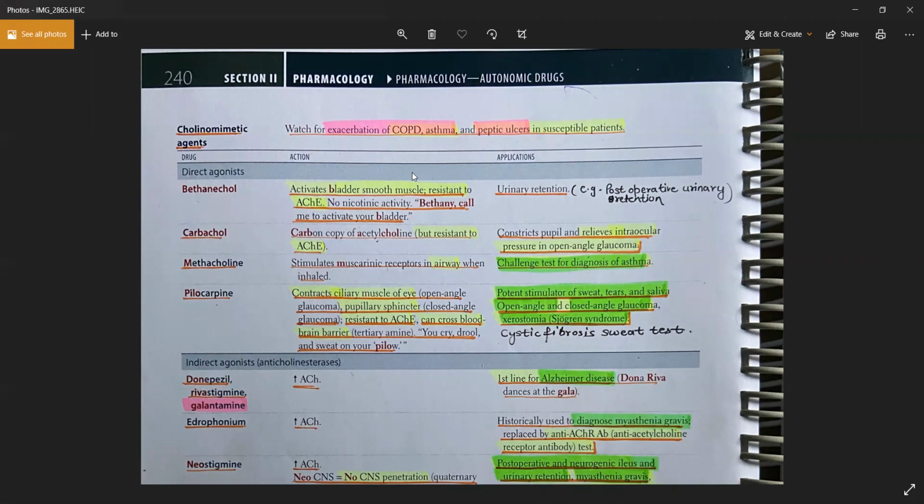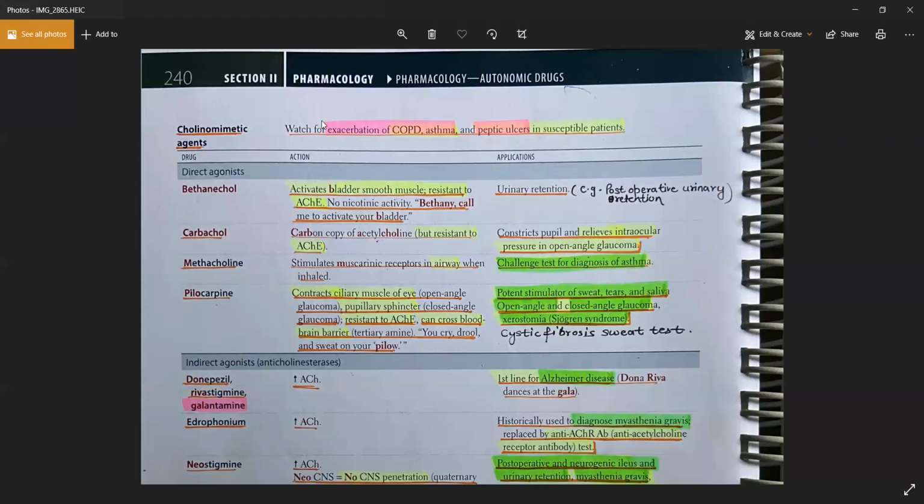In case of the GIT, it will stimulate the vagus nerve to release more acid, right? Because ultimately the vagus nerve releases the acetylcholine to stimulate the muscarinic receptor so that the acid could be released. So if you give it to a patient who has COPD or asthma, it can lead to the exacerbation of COPD and asthma because of the bronchoconstriction.